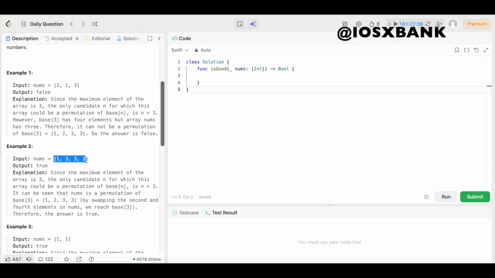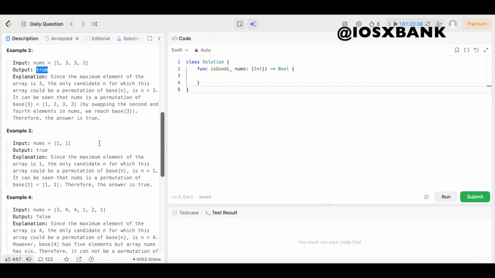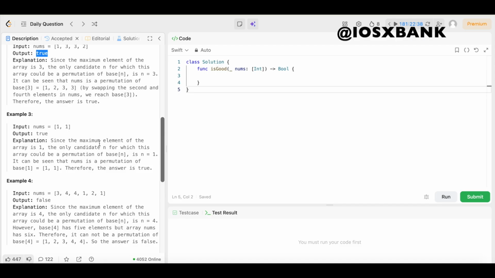So since this has the numbers that we need and the count that we need, no extra numbers, no numbers missing, then all we need to do is rearrange this array, then that means this is a permutation that we're looking for, so the output is true. Boom. Now, just in case that didn't make sense, let's take a look at example 3.